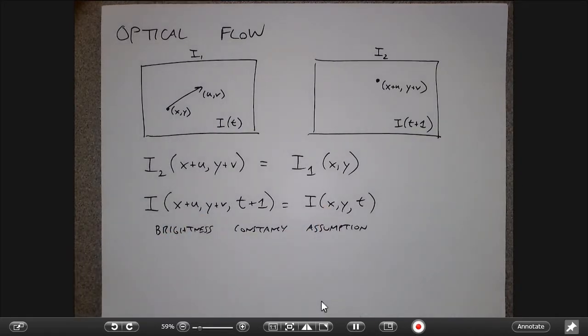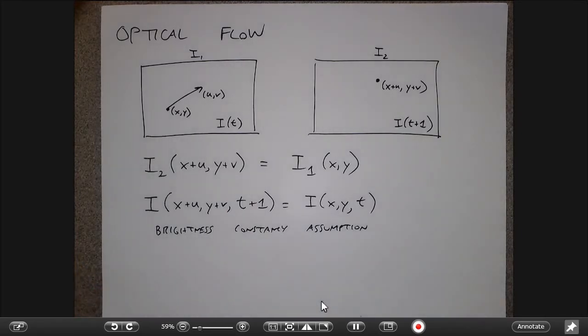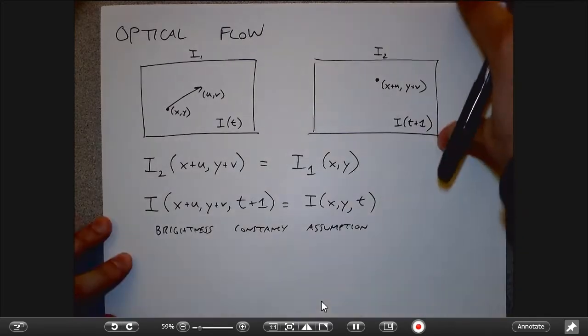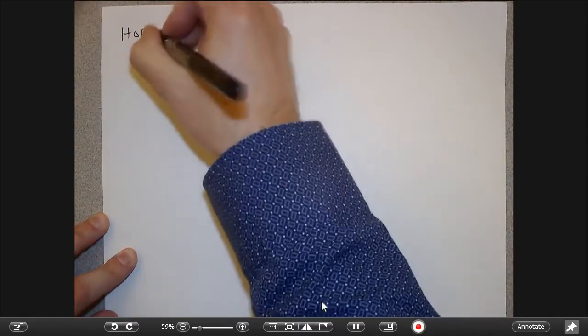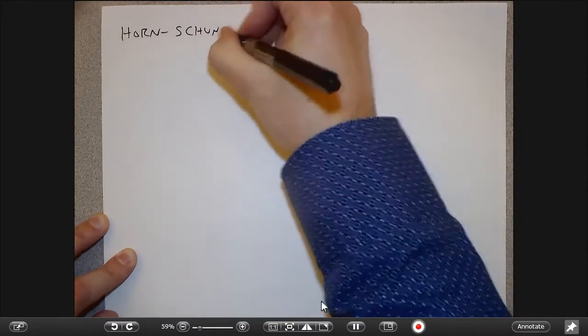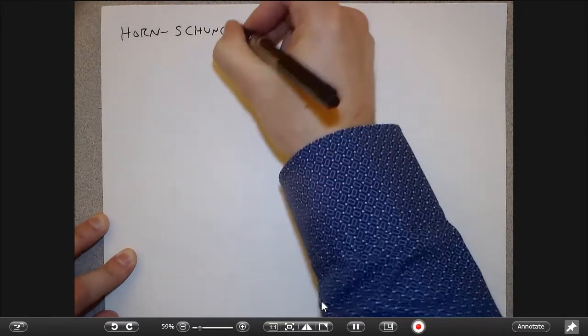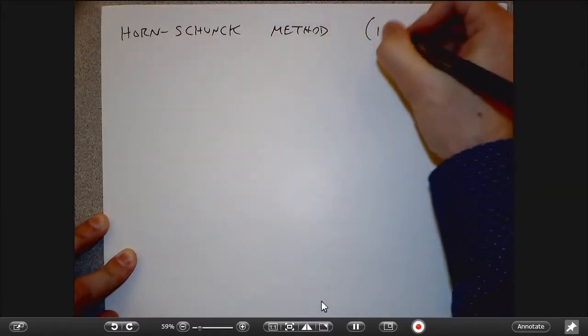Okay, so let's take the very first optical flow algorithm. The first formalization of how to solve this problem was by Horn and Schunck. Horn is a very famous computer vision researcher. Make sure I spell Schunck right. And this is often referred to as just HS.